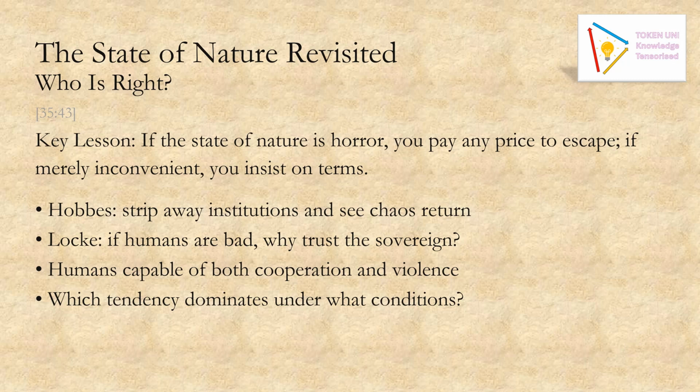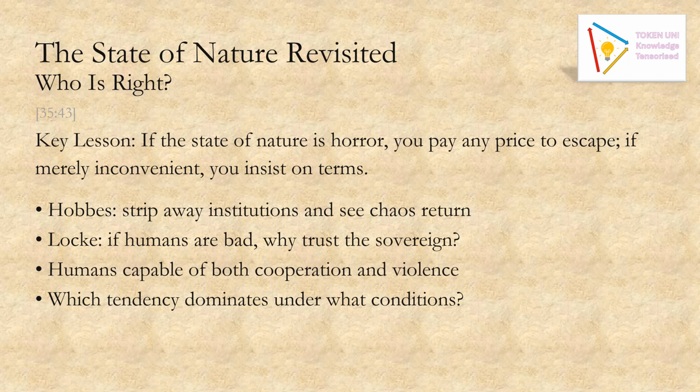Locke would say Hobbes is cynically pessimistic, and conveniently so. If humans are really as bad as Hobbes claims, why would the sovereign be any better? The sovereign is human too. Absolute power in the hands of a creature as dangerous as Hobbesian man is the worst possible arrangement.